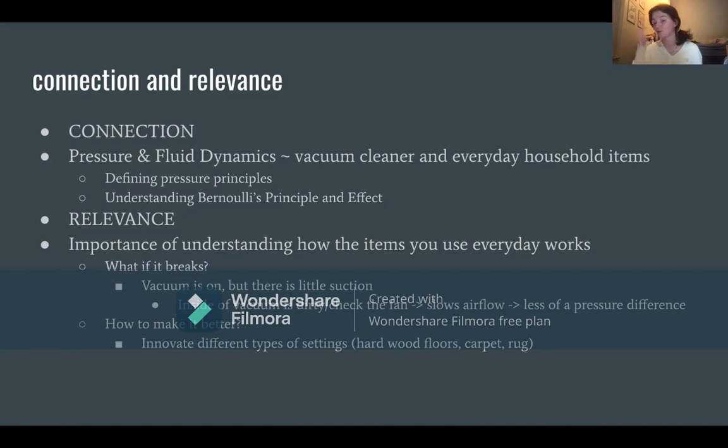I remember I was in elementary school and my vacuum cleaner wasn't sucking up as much. The vacuum cleaner would turn on, but there was very little suction. If you know that there's very little suction, that means that the pressure difference is not great enough. Basically, the pressure inside the vacuum is higher than what it's supposed to be, which is closer to the atmospheric pressure on the outside.